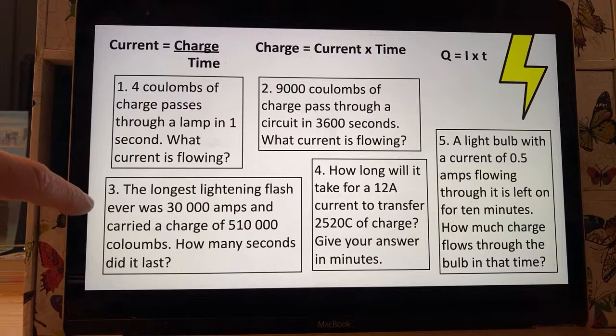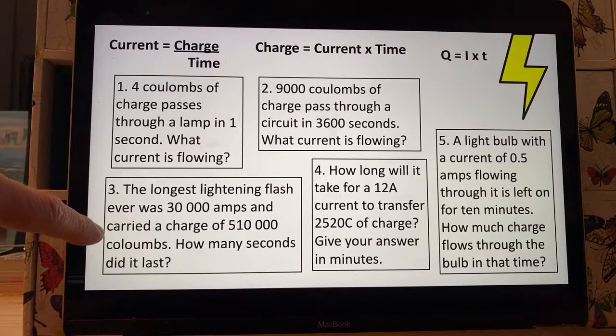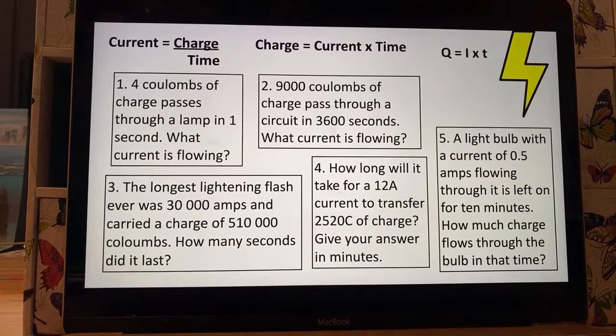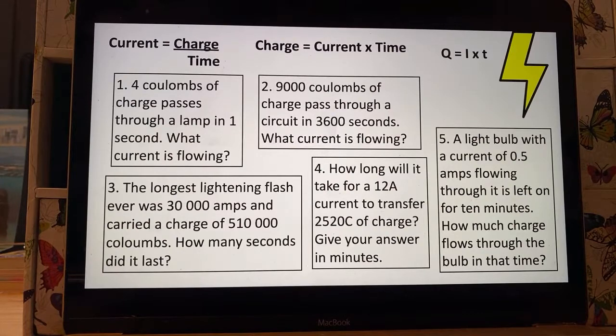Number 3, this is a true story. The longest lightning flash ever was 30,000 amps and carried a charge of 510,000 coulombs. How many seconds did it last? That answer is true. Question 4, how long will it take for a 12 amp current to transfer 2,520 coulombs of charge? Give your answer in minutes, because why not? And number 5, a light bulb with a current of 0.5 amps flowing through it is left on for 10 minutes. How much charge flows through the bulb in that time?